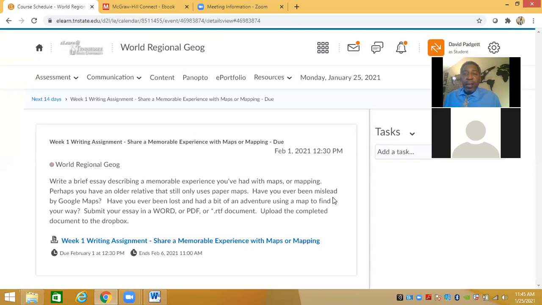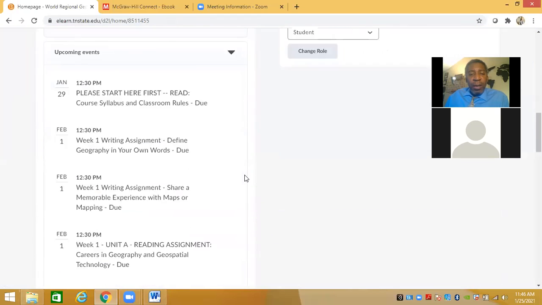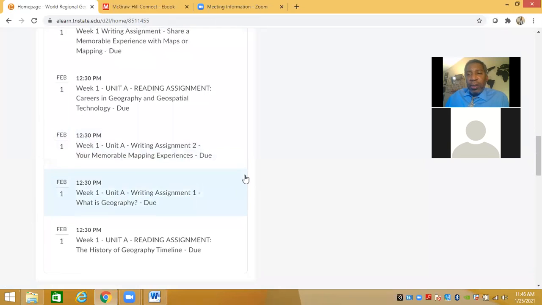I'm sure all of you have an interesting anecdote about an experience you had with a map or mapping. Maybe you had a hard time the first time you used Uber, or maybe you had an Uber driver that got lost. We've all had that happen, right? So just a quick anecdote. Same thing, write it in a Word document, upload it to the Dropbox, and do that before February the 1st. Those are the assignments for this week.